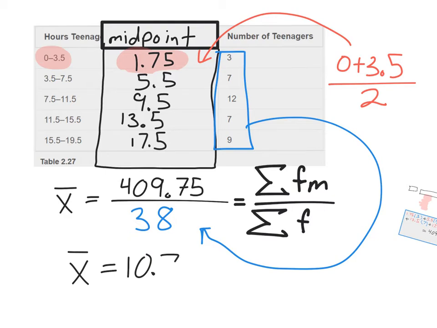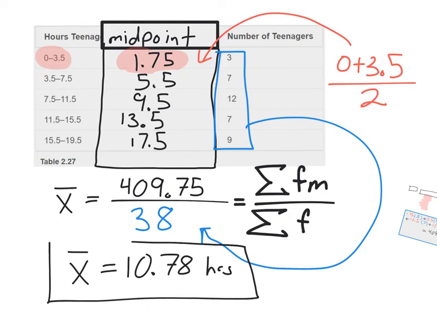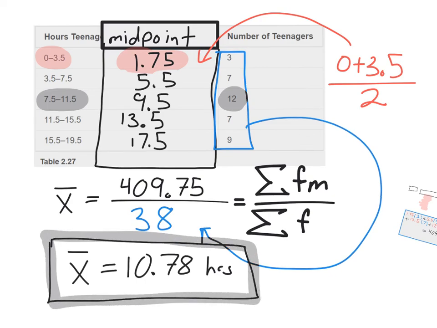And let's just think about what that means. So that's 10.78 hours. That means on average, I'm looking at 10.78 hours of video game playing. And if I come back and look at my table here, I might see that the most number of teenagers are right here in the middle, which were in the 7.5 to 11.5 hours. And so that seems just about right. It seems like my answer is accurate to get an average of 10.78 hours.